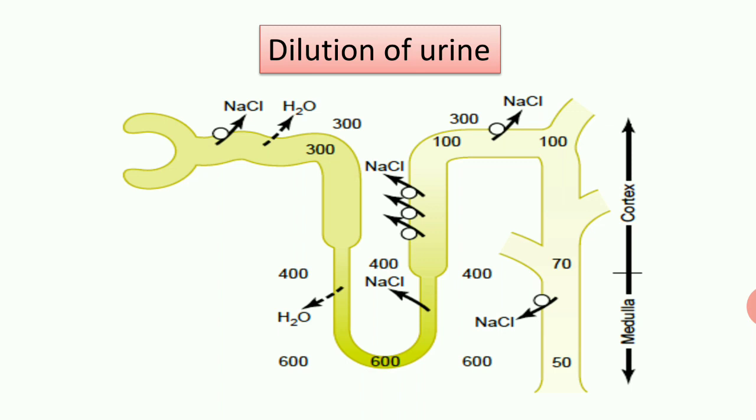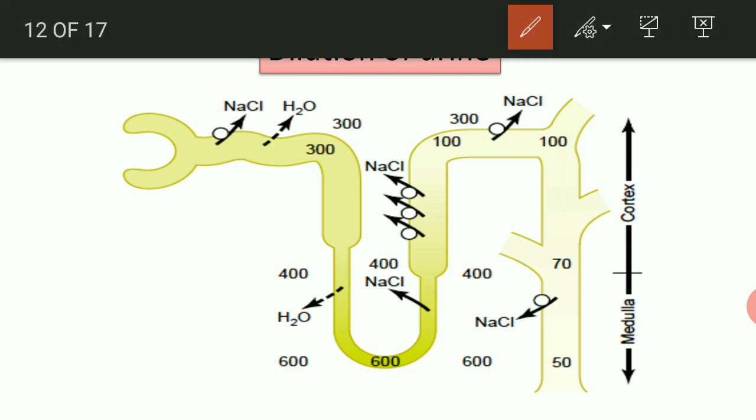suppose ADH is not there. So what is the osmolarity of urine? The urine osmolarity is 50. Why? Because urea is not being absorbed and water is not being absorbed, and because of that an increased amount of water is coming into the urine. Because of that, urine is dilute.